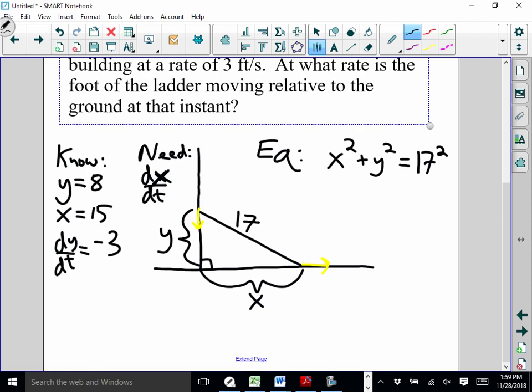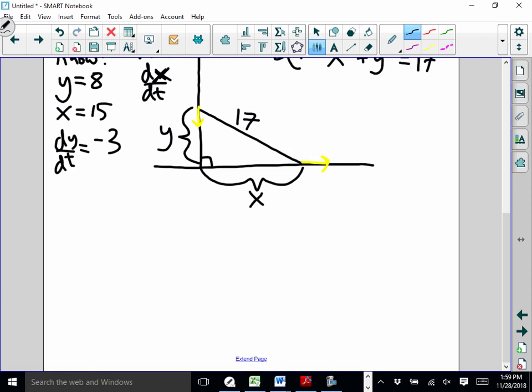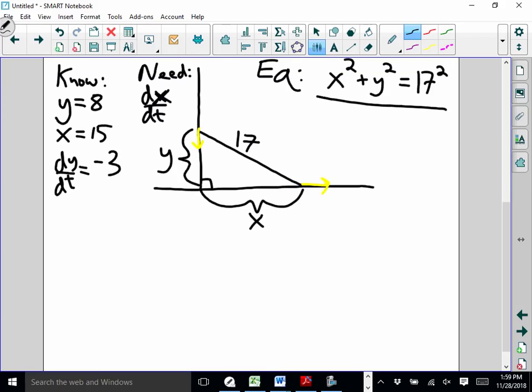So I'm differentiating this equation. What's the derivative of x squared? That's 2x. But don't forget, the most common mistake people make on this is forgetting to tack on dx/dt. So 2x dx/dt plus 2y dy/dt equals, what's the derivative of 17 squared? Please don't say 2 times 17. 17 squared is simply a number. The derivative of a number is always 0. So that's kind of nice. It just goes away.